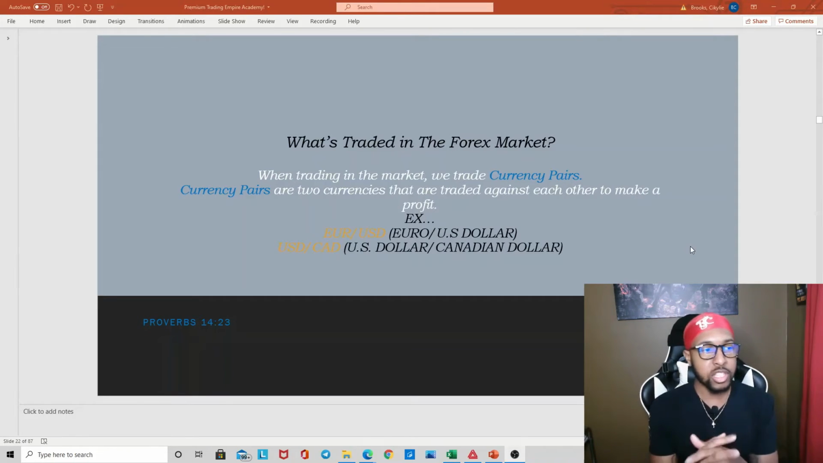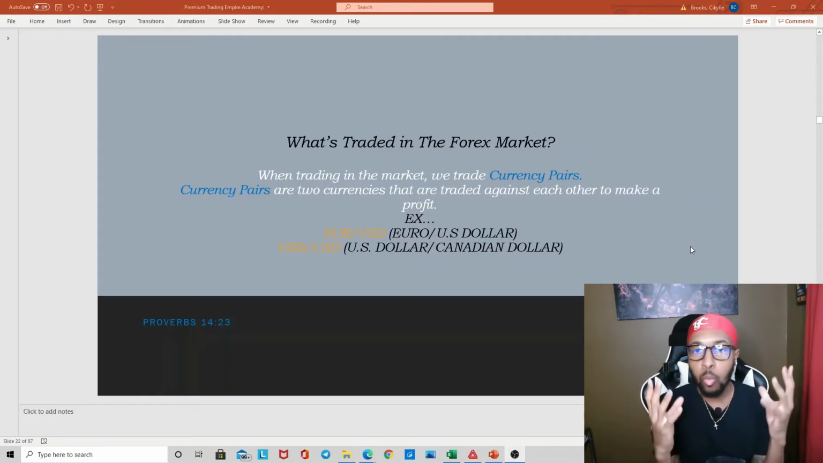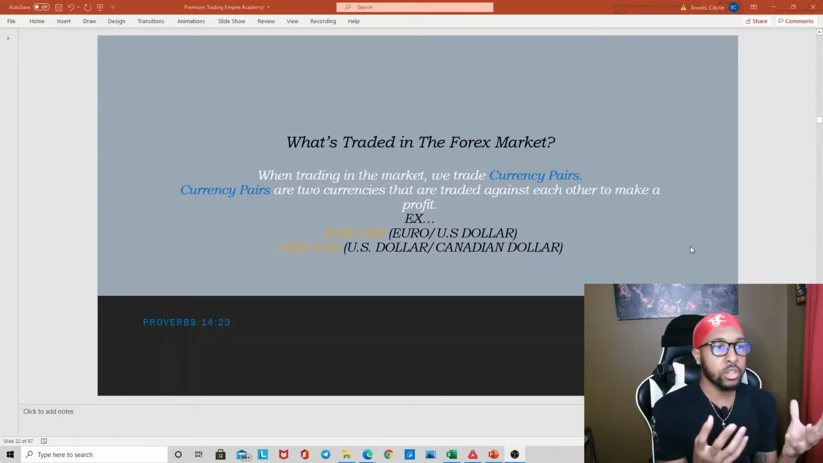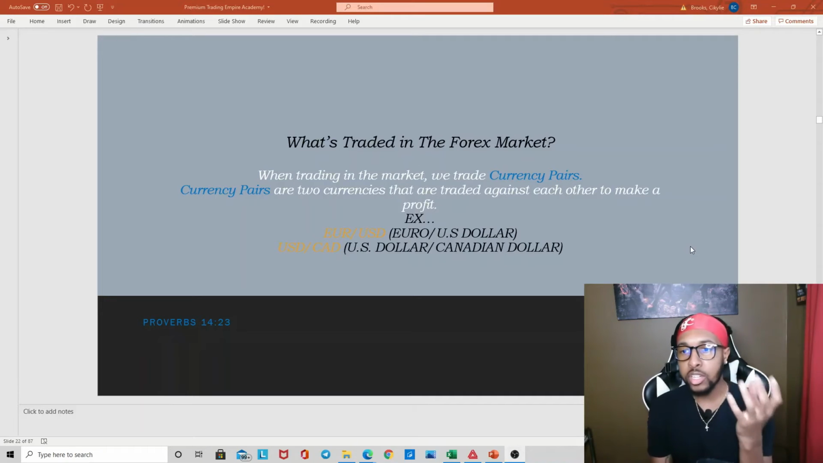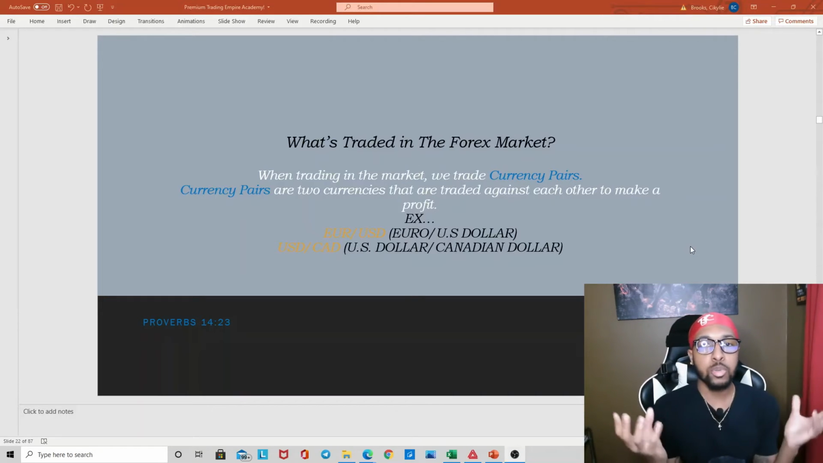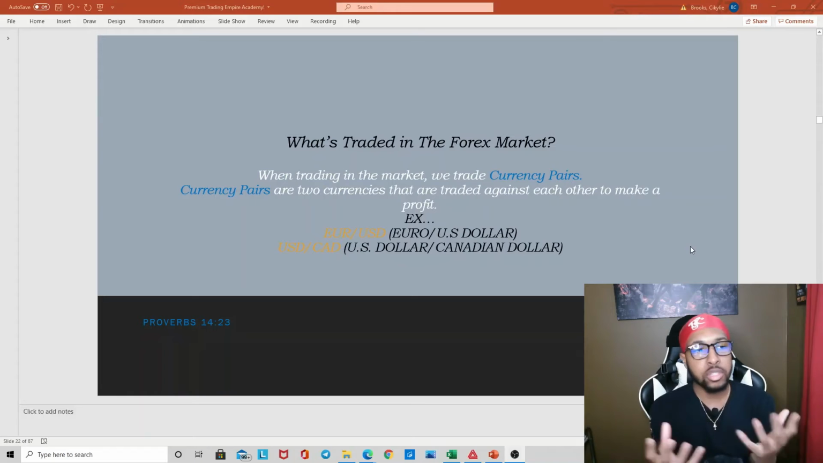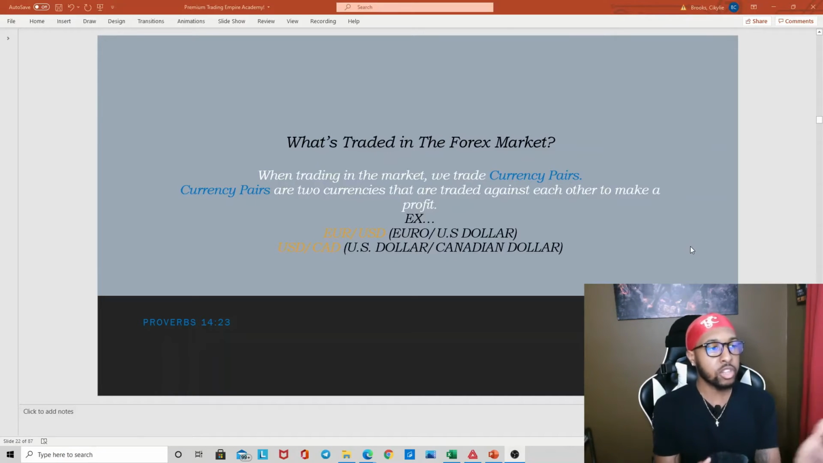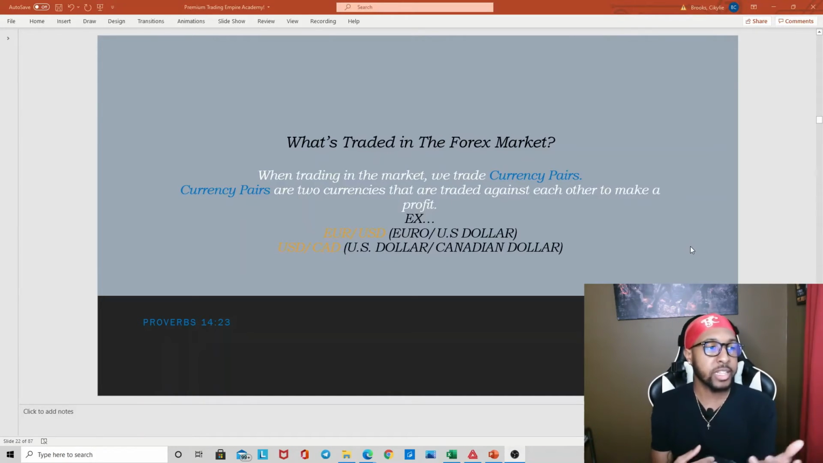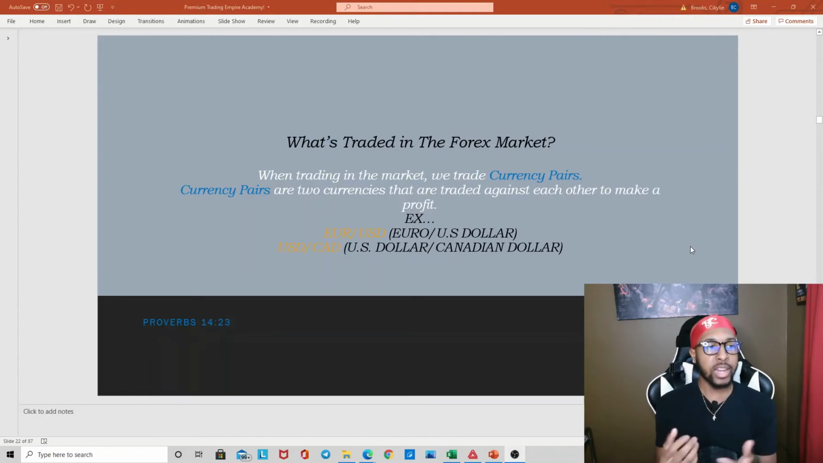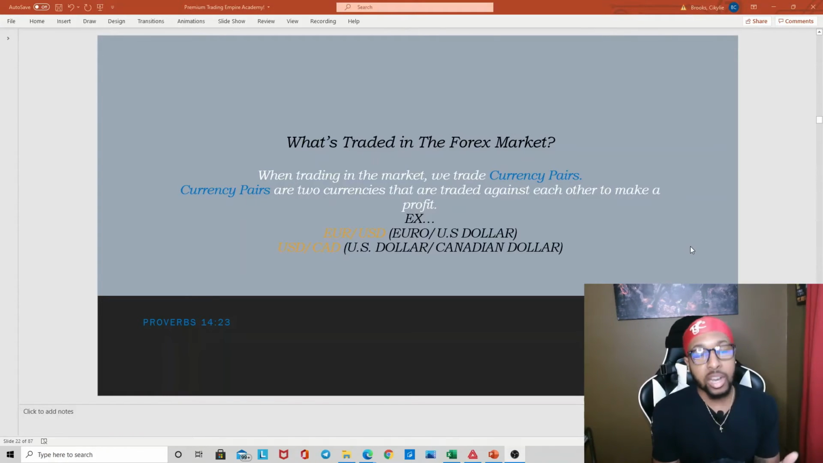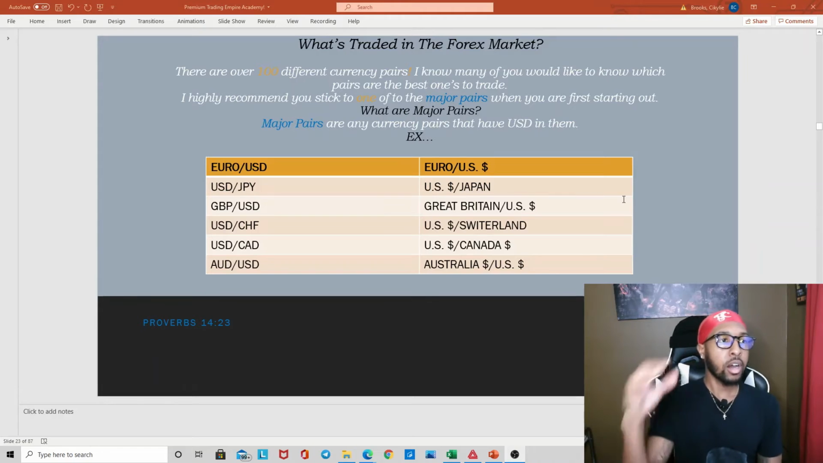So for example, I have the euro, which is one currency, and another currency, which is the US dollar. Both of these separately are just a currency, but when you bring these two together, they are called currency pairs. And also we have another one called USD CAD, which is the United States dollar against the Canadian dollar.